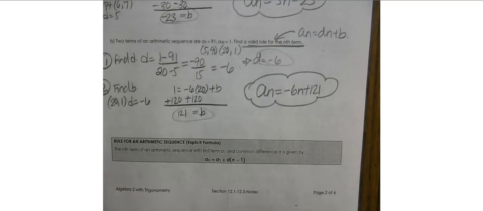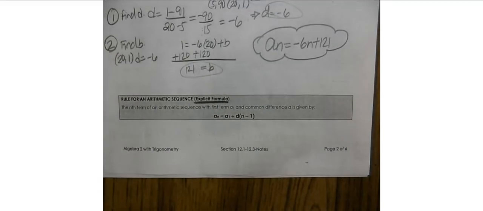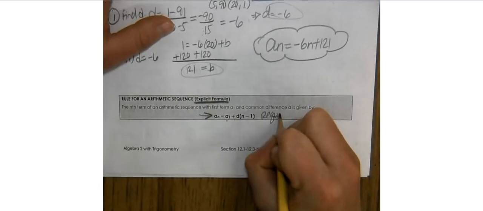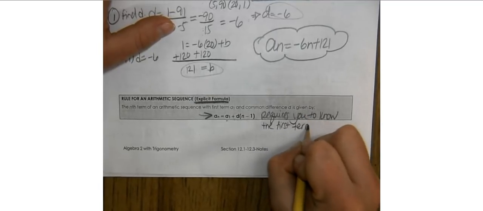Now this last little box down here is how you can write a rule for an arithmetic sequence, an explicit rule for an arithmetic sequence. Well, what's really cool about this is that you can write an explicit rule if you know the sequence to start with. But this language down here of A sub n is equal to A sub 1 plus D times (n minus 1) requires you to know the first term. And a lot of times you don't know the first term. So in all of these problems that I have given you on this page, you didn't know the first term.